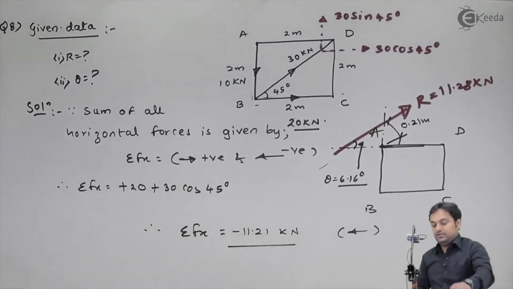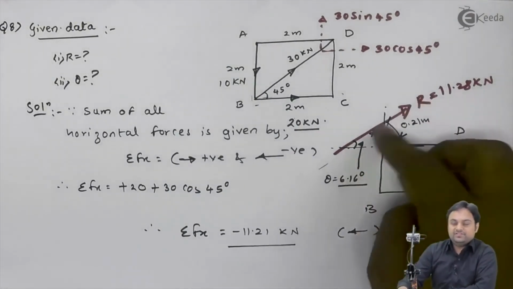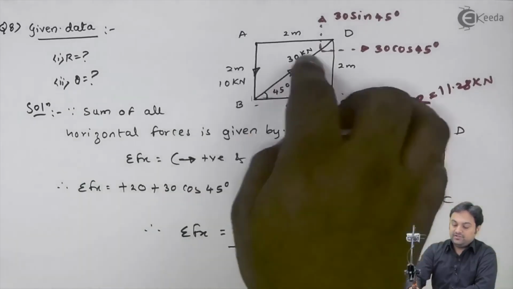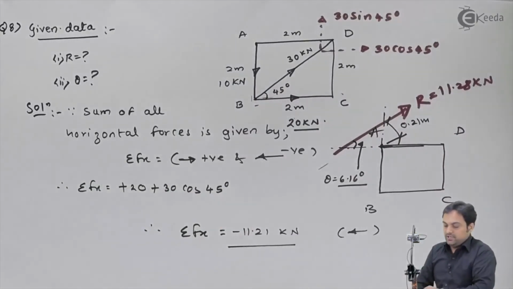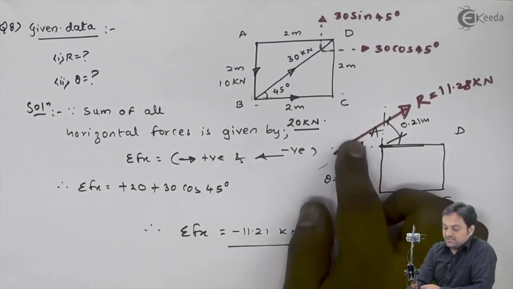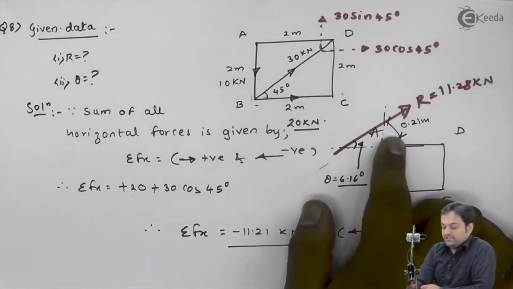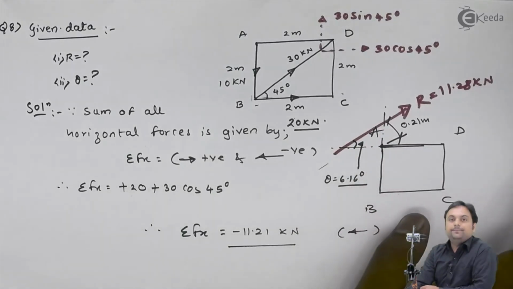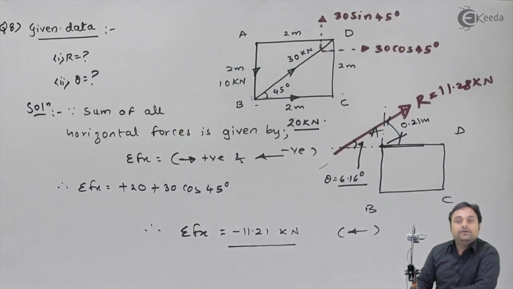So in this case, we have found the single force, that is the resultant, which will give you the same effect as the other three forces, and that resultant is inclined at 6.16 degree with horizontal, located at 0.21 meter from point A. And with this, we complete the problem.